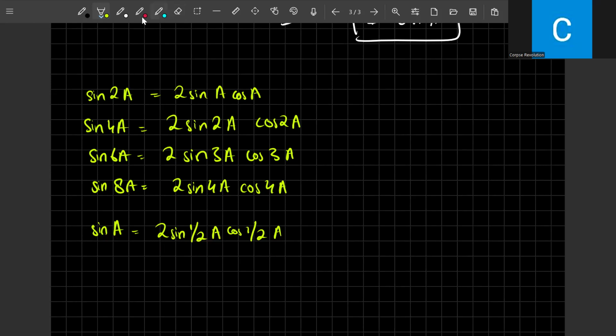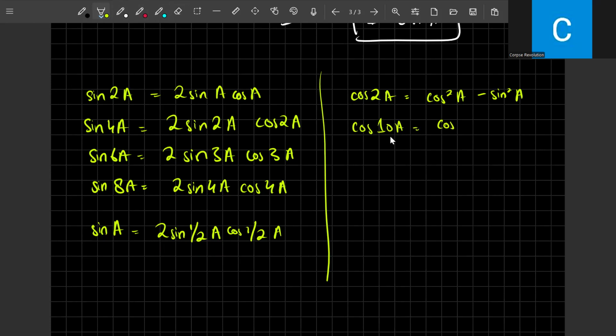Now just play around with cos as well. Cos 2a we studied equals cos square a minus sine square a. Now they can also ask you what is cos 10a. That would be half of 10, which is cos square 5a minus sine square 5a. And if they ask what is cos a, that would be cos square half a minus sine square half a.